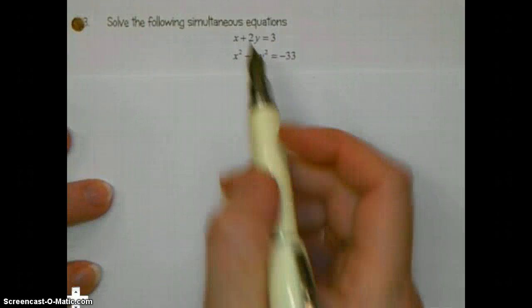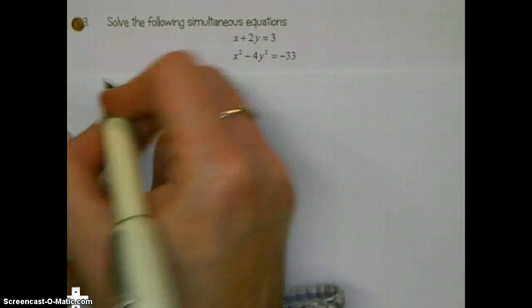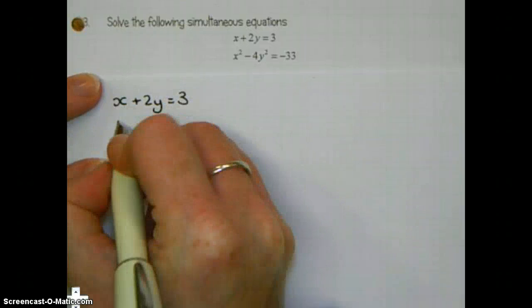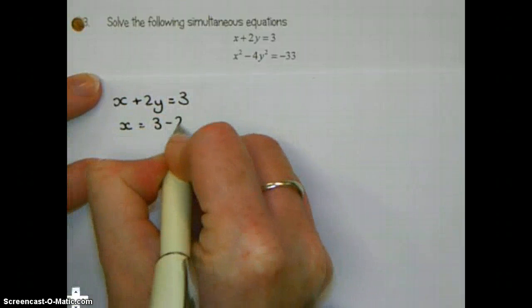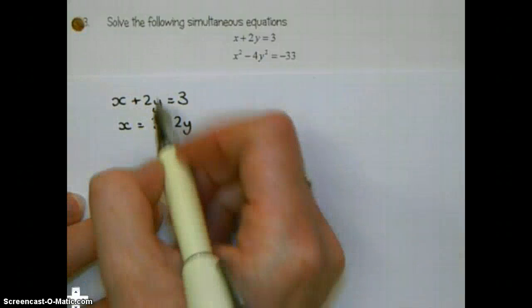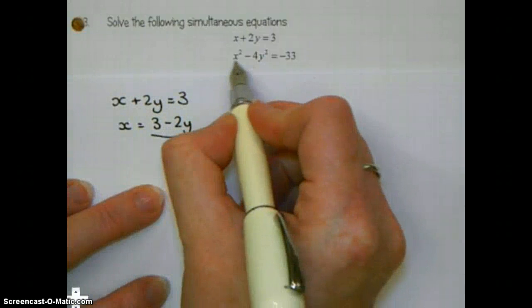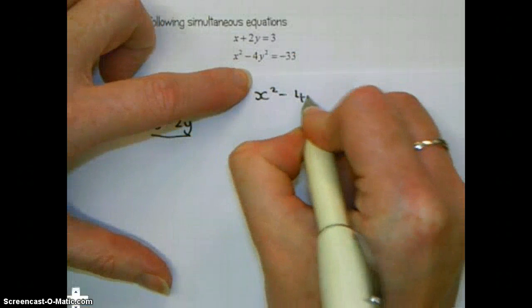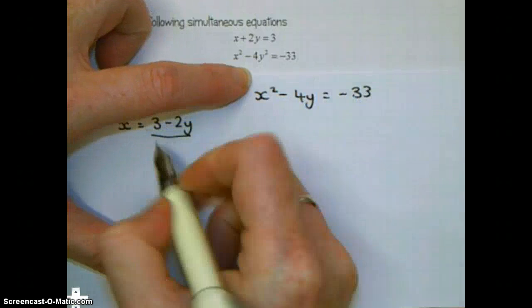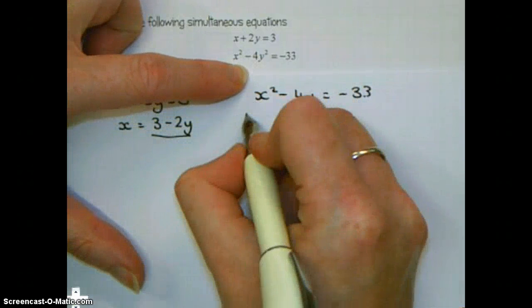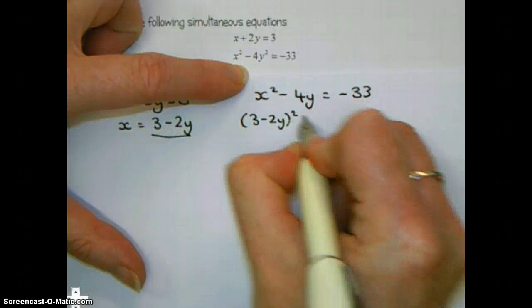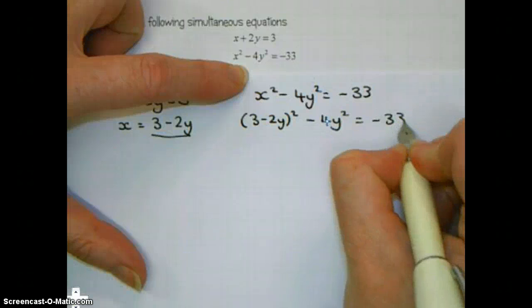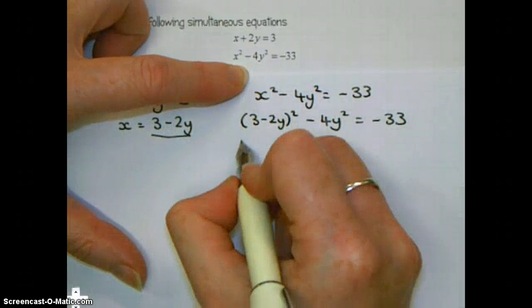Okay, question 8 was a nice simultaneous equations one. So if I rearrange the top, it was x plus 2y equals 3. Well, I can rearrange that to get x equals 3 minus 2y. And I'm going to substitute that value for x into this equation up here. So instead of it being x squared minus 4y equals minus 33, I'm going to put that in place of the x. So I'm going to have 3 minus 2y, all squared, minus 4y, oops, I missed the squared above, minus 33.